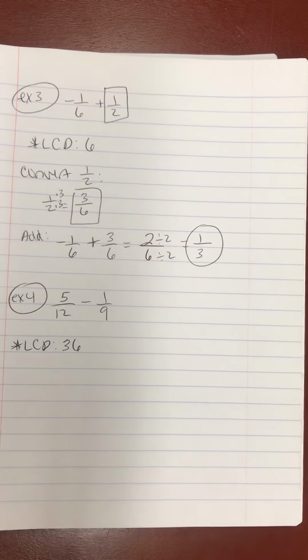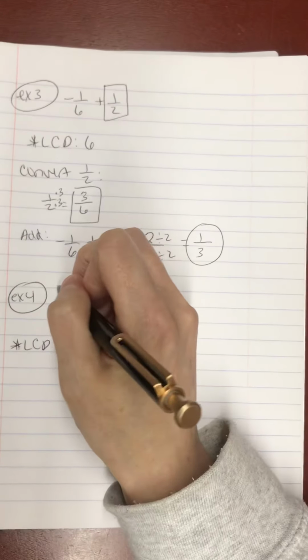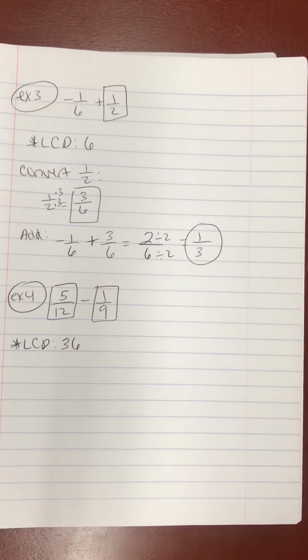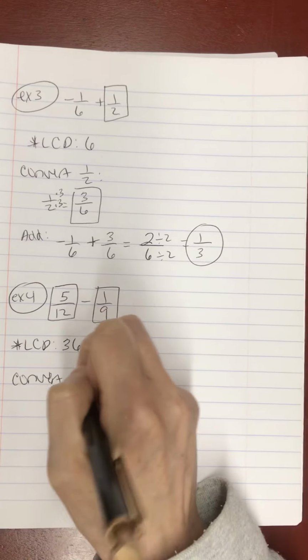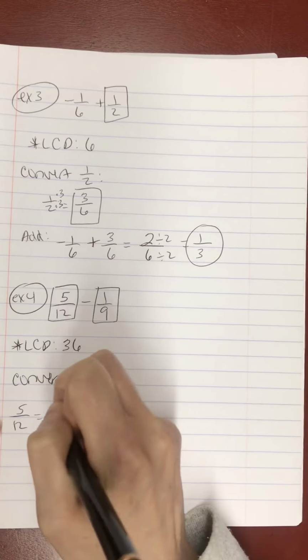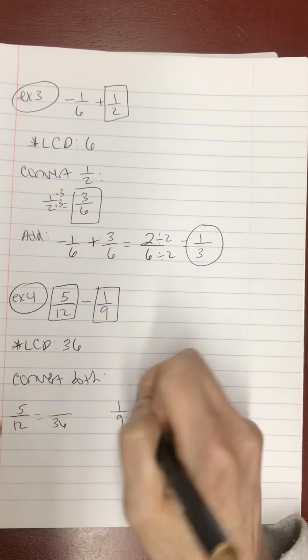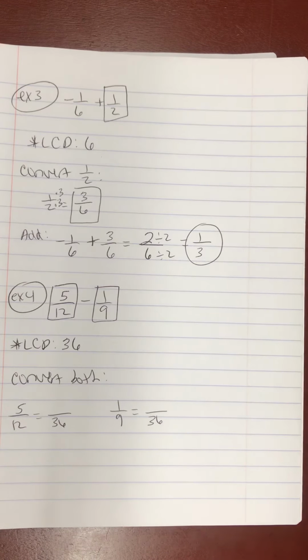And so I would ask you, do I have to convert just one fraction or both? And the answer is, unfortunately, we have to convert both because neither fraction has a 36 for its denominator. So that means we're going to convert both. Okay, so we're going to have to do 5/12 equals something over 36, and then we're going to have to do 1/9 equals something over 36. So we're going to convert both of these fractions to make it so that they have a 36 denominator.